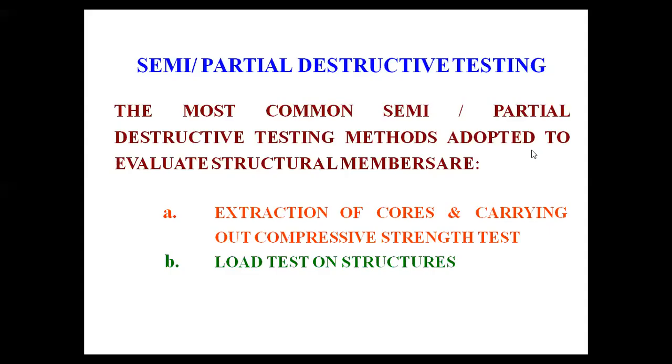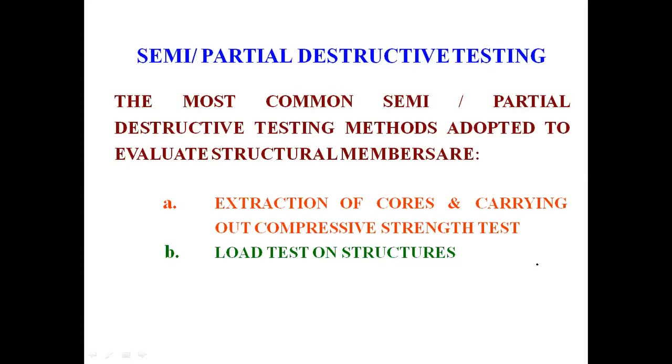In this way, the semi-partial destructive testings are classified into two. One is the extraction of cores and carrying out compression strength assessment, and the next is the load test on structures. These are the most common partial destructive testings used in civil engineering investigations, or in the forensics of civil engineering.